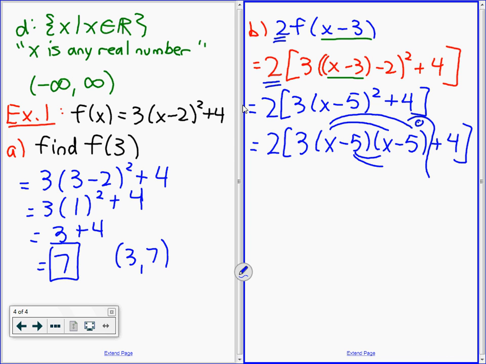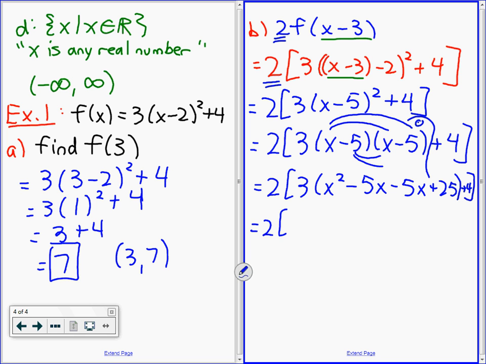Okay, so I'll go through this quickly then. So this is 2 bracket 3, that changed to x squared minus 5x minus 5x plus 25, plus 4. Okay. Now, whenever there's a square, you have to remember to FOIL it out. That's the main thing you have to remember for this. I'm going to neaten that up. That changed to 2 bracket 3 x squared minus 10x plus 25, plus 4. Okay.